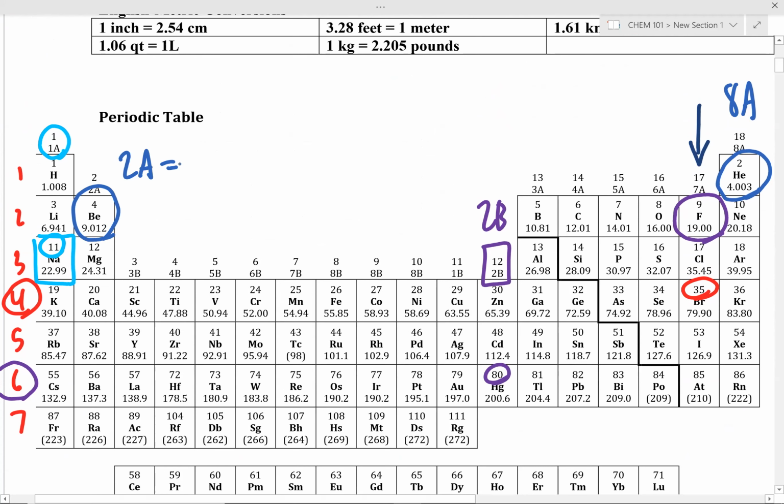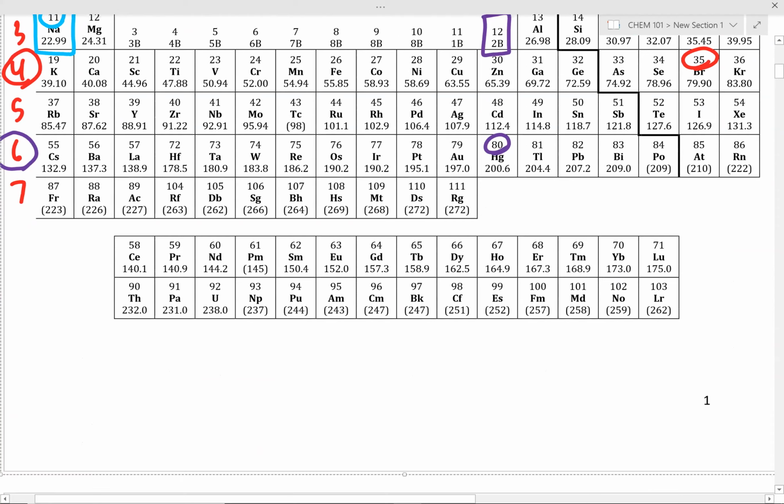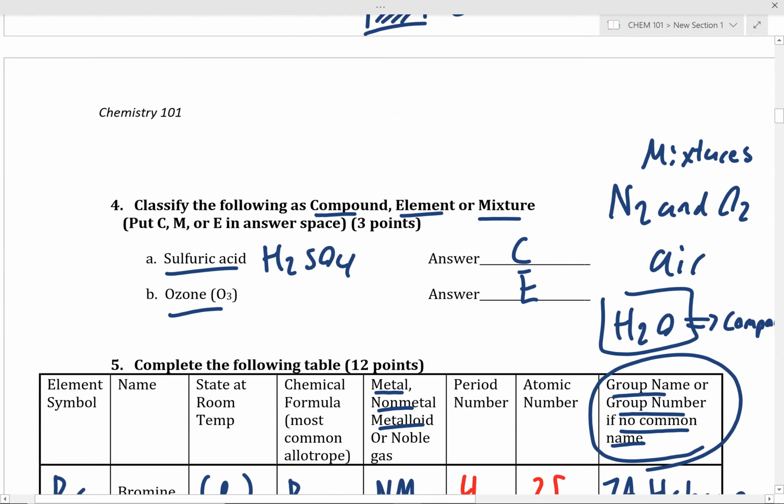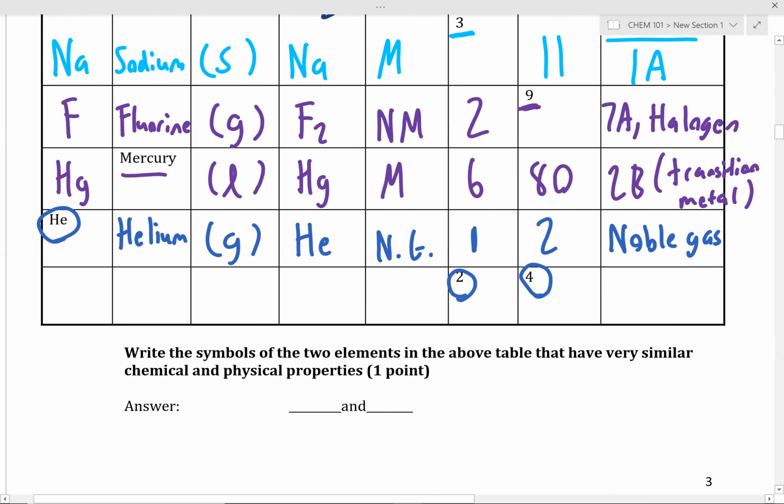Group 2A. Alkaline earth metals. Okay, perfect. So let's fill that information in. So we've established it's Be, beryllium.